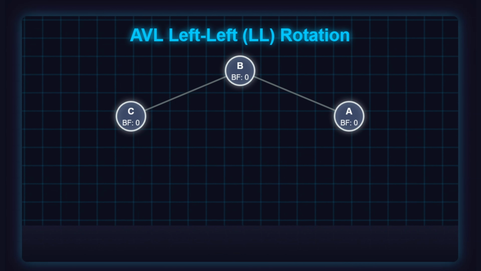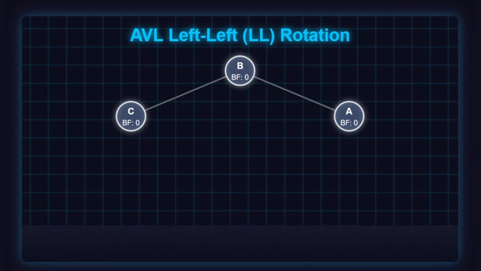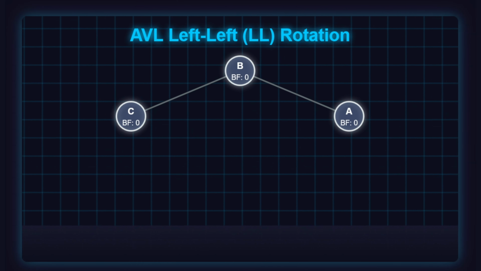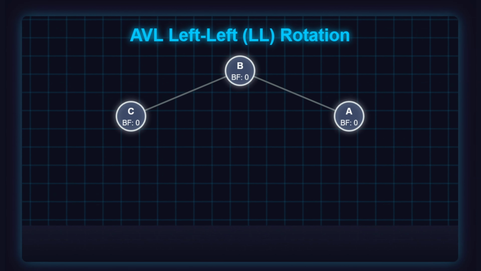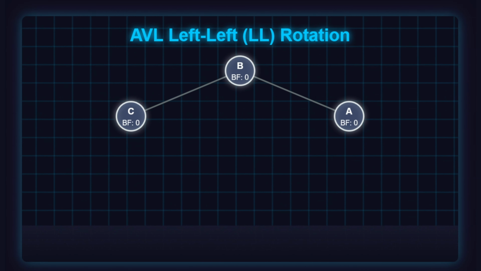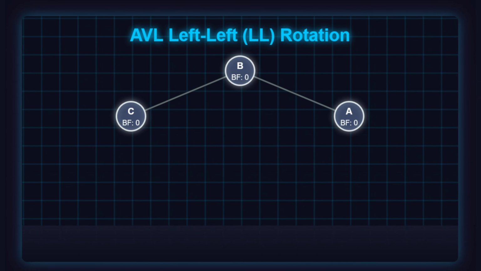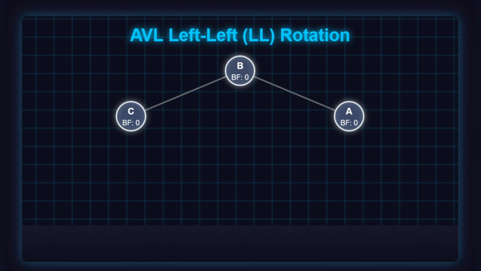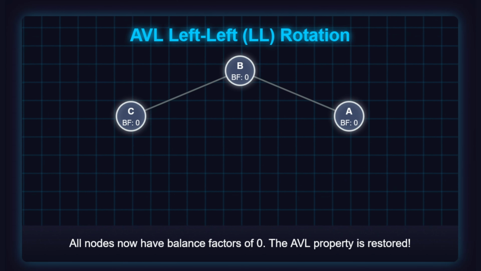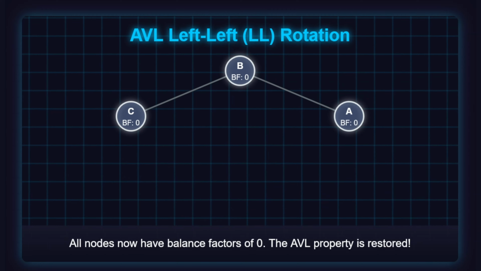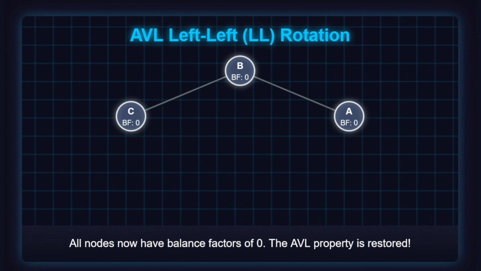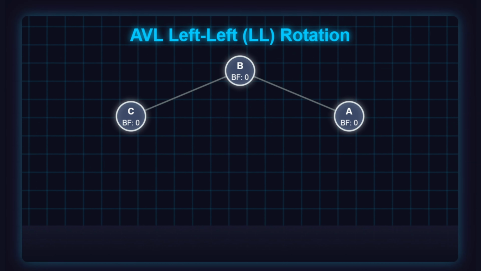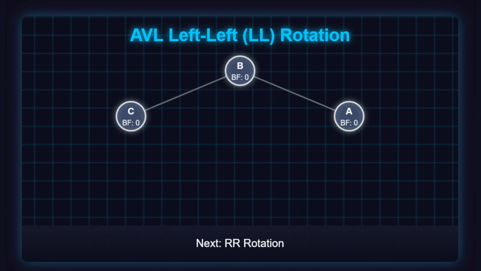Node B is the new root, with C as its left child and A as its right child. Node C has no children, so its BF is 0. Node A has no children, so its BF is 0. Node B has C and A as children, both with height 1, so its BF is 1 minus 1, which equals 0. All nodes now have balance factors of 0. The AVL property is restored. This is how an LL rotation fixes an AVL tree.